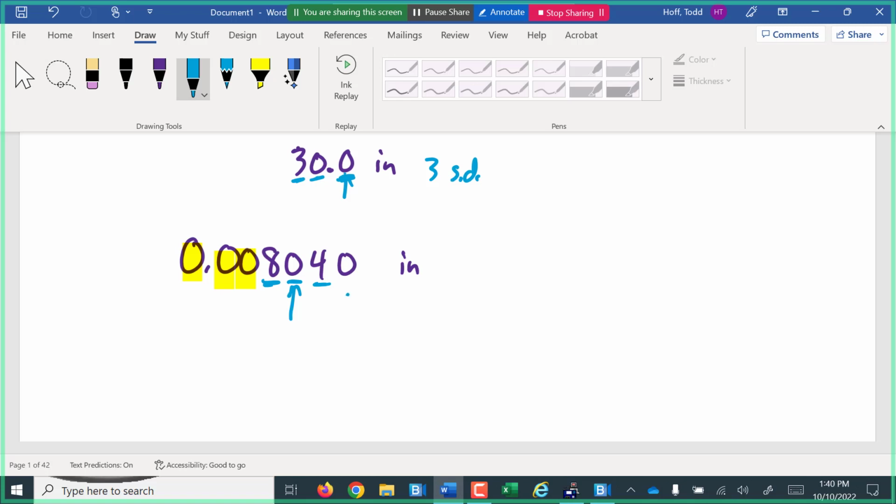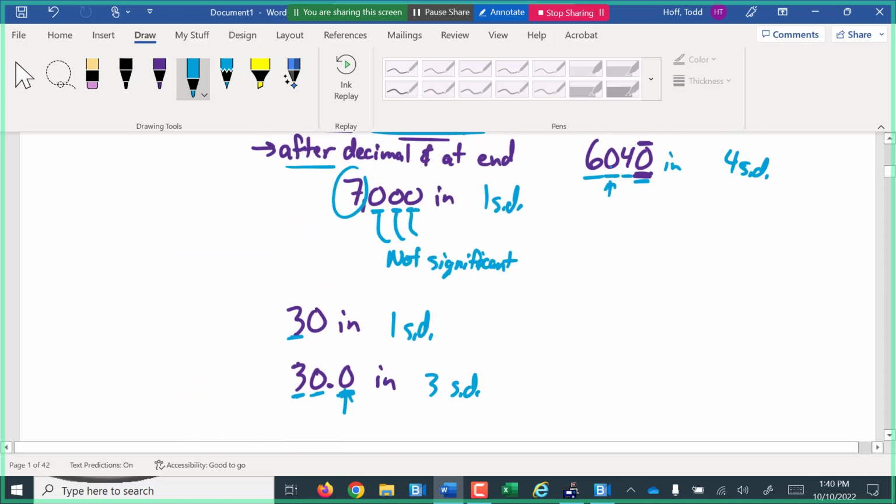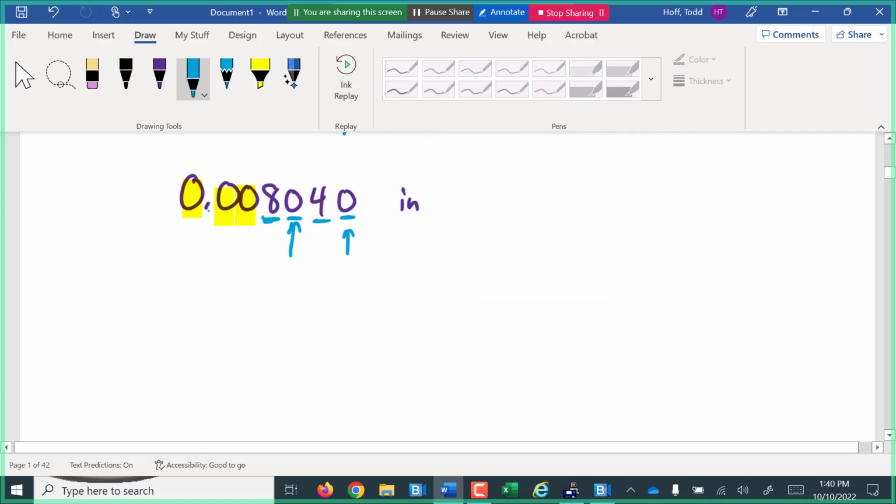The tricky one, of course, is this last one. It's at the end of the number and it's after the decimal point. So that means yes. Remember, if it meets both of those qualifications, after the decimal and at the end. So that is 4 significant digits in that number.